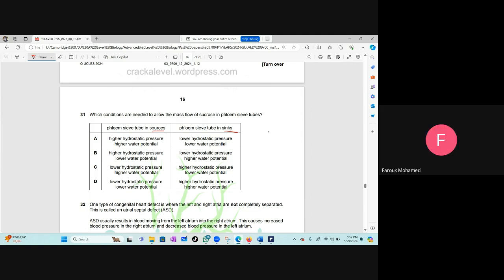Here we have water potential and hydrostatic pressure. Oh, I just gave you the answer. It's fine. It was an easy question.